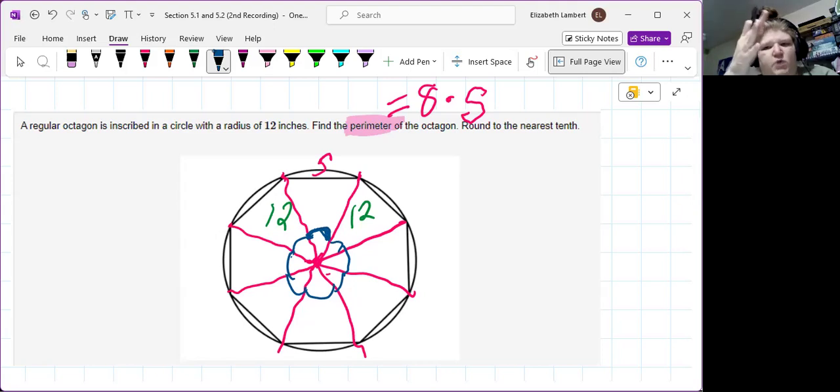You could also use some right triangles and do some crazy trig calculations and also figure it out. It requires more effort than doing the law of cosines. And just remember at the end, you have to multiply that side length by 8 to get the whole perimeter.